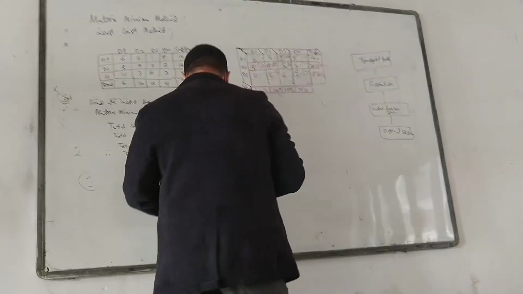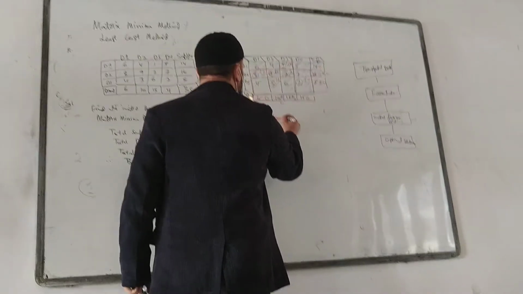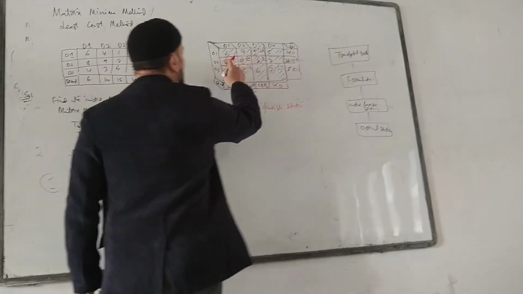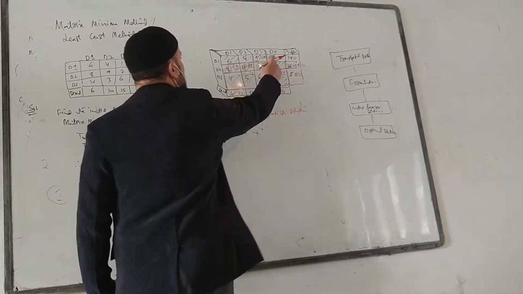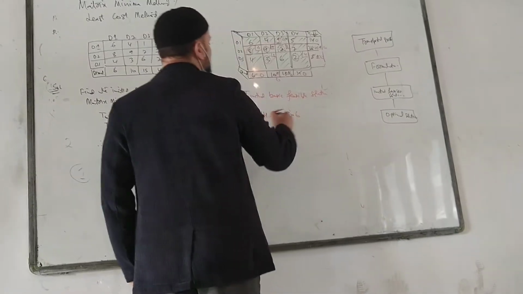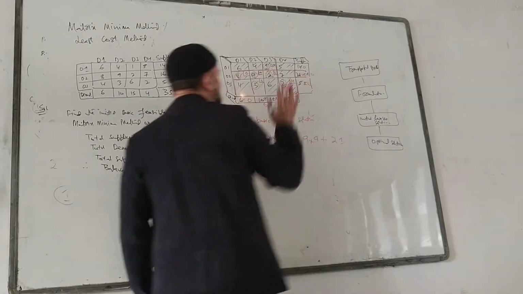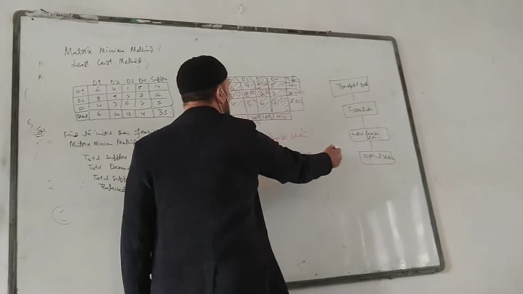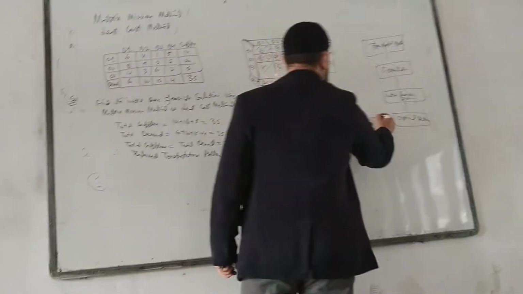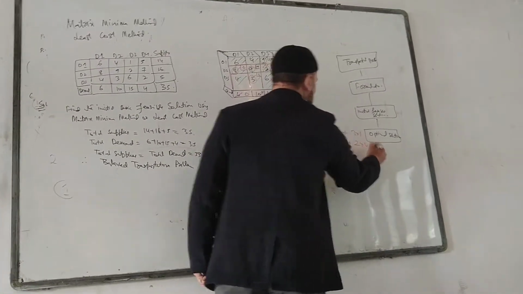The initial basic feasible solution will be, from this row, 1 into 14, plus in this row 8 into 6, plus 9 into 9, plus 2 into 1. I am taking the ones I assigned. Now 2 into 1, plus 3 into 1, and plus 2 into 4, right?